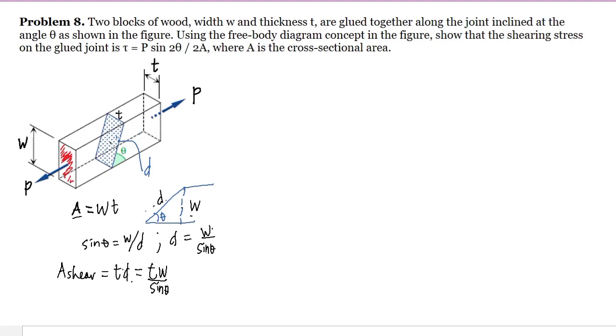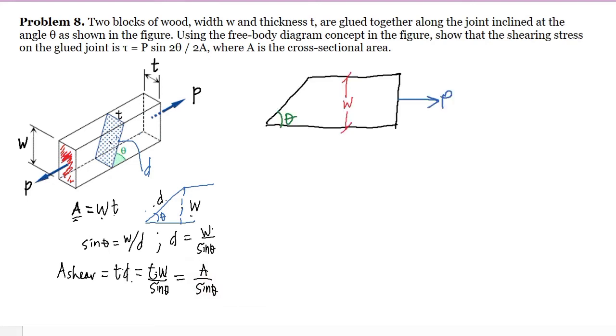So this would be TW over sine of theta. From here, the cross-sectional area is just equal to the product of the width and the thickness. So here, the TW would be the cross-sectional area. So we could say that the shear area is just equal to A over sine of theta.